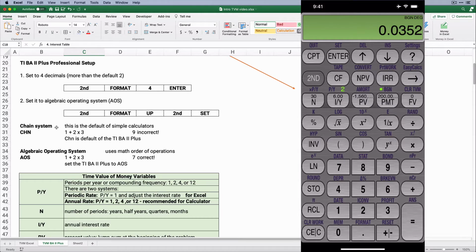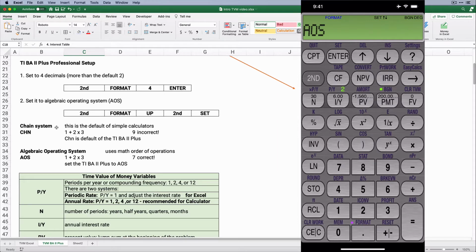The other format is your calculator. If you have a real simple calculator, then it just has what Texas Instruments calls a chain system. So 1 plus 2 times 3 would give you 9. Now, I think mine's already set for AOS, but I'm going to show you how it works.